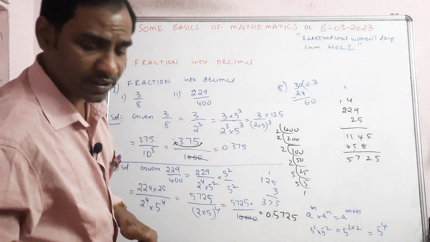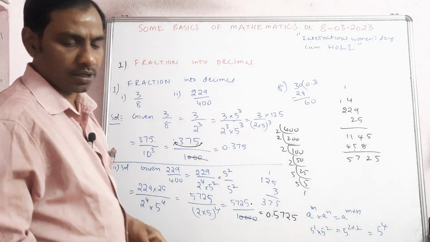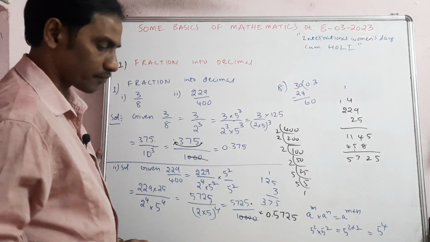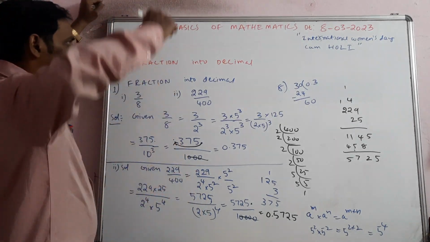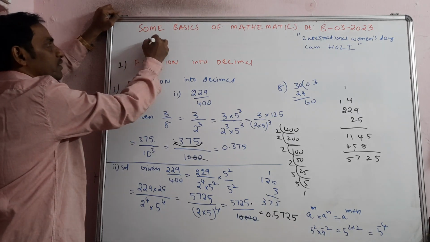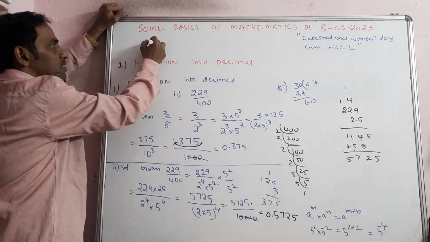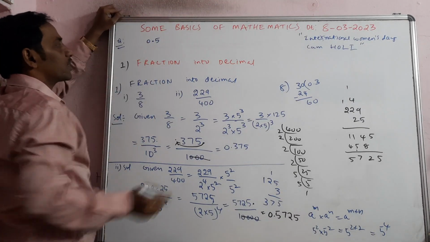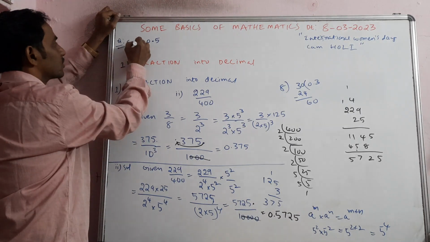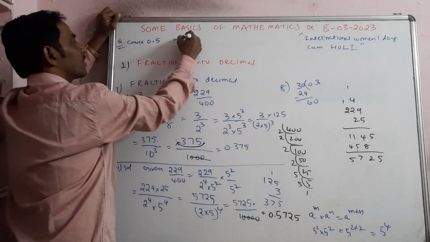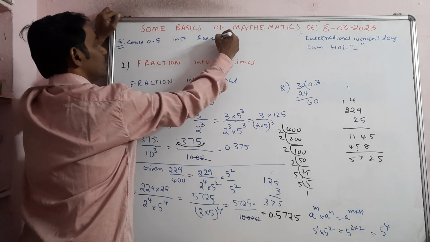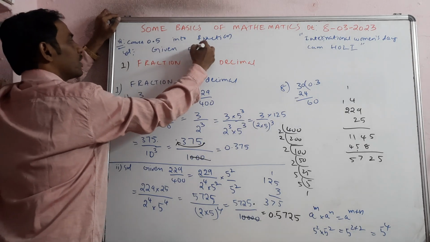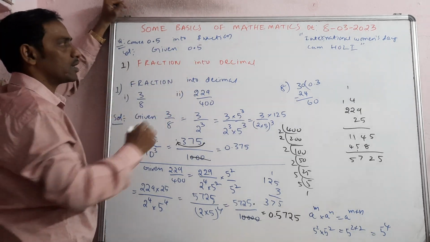Now, how to convert decimal into fraction? Simple. You can do two methods. First one, for example, you have 0.5. A question is given like this: convert 0.5 into fraction. So you write 0.5. From the decimal you have only one digit on the right.